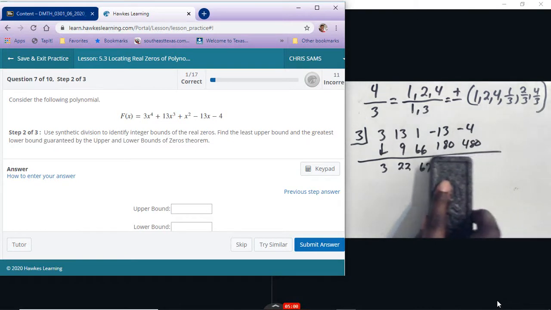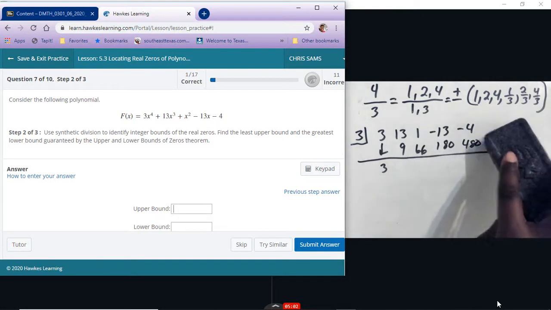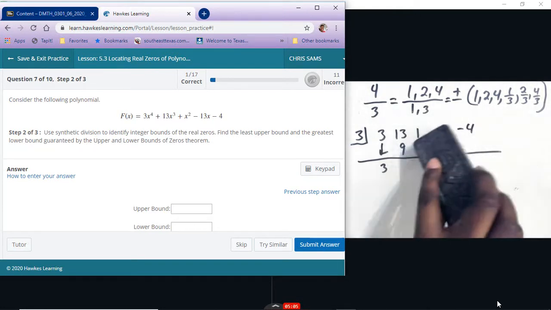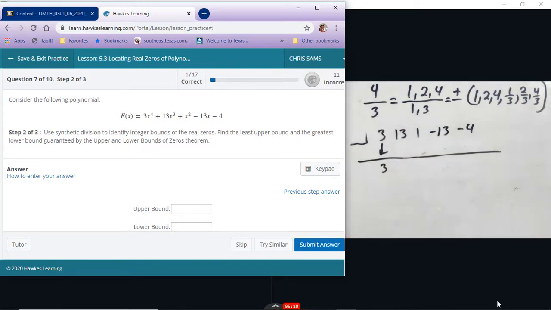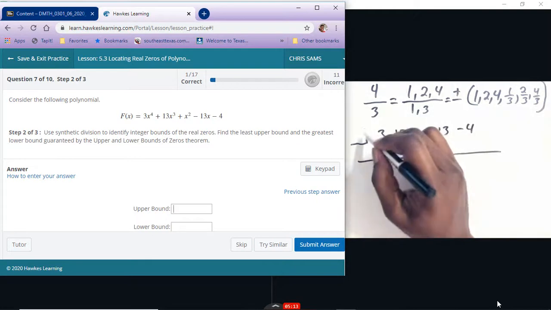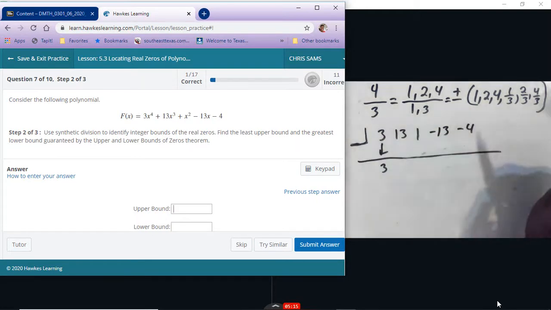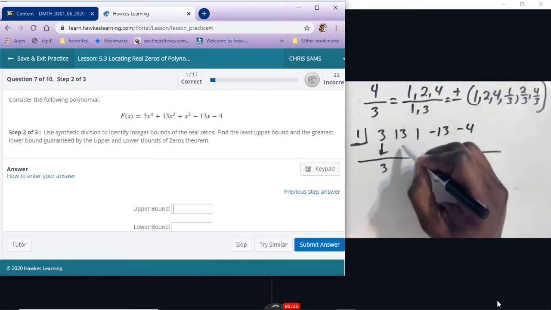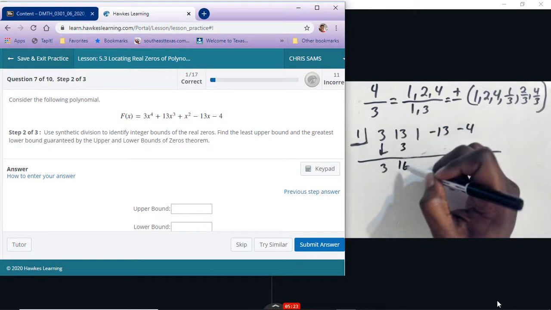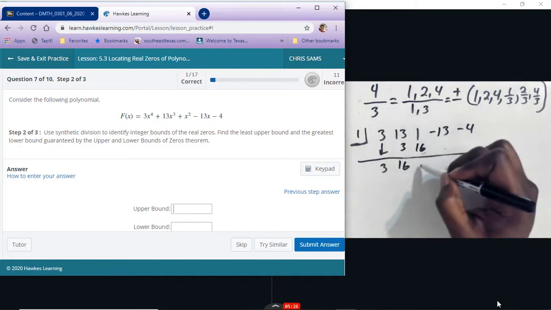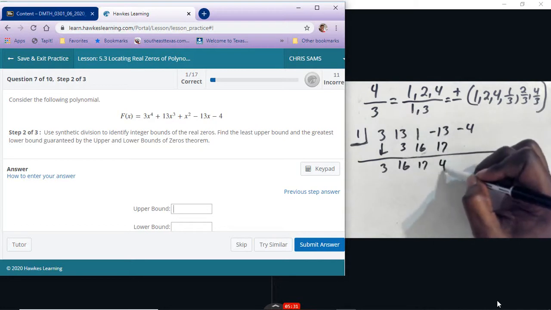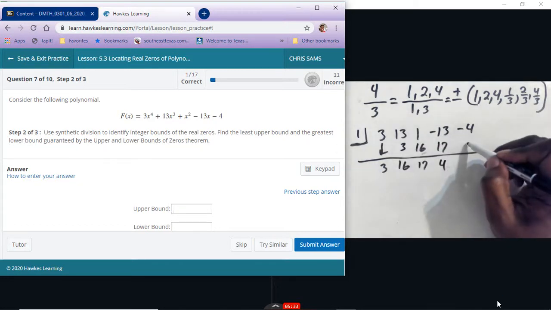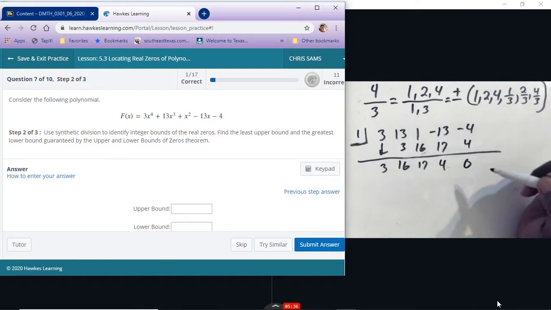Alright, so let's see if we can find the smallest upper bound. So I'm going to drop all the way down to the number 1 because I notice there's a lot of positive terms. So let me see if 1 works. If 1 works, that kind of helps me out. I only have to deal with these fractions. 1 times 3 is 3. Add, we get 16. 1 times 16. Add, we get 17. 1 times 17. Subtract, we get 4. And 1 times 4 is 4. Add, we get 0.